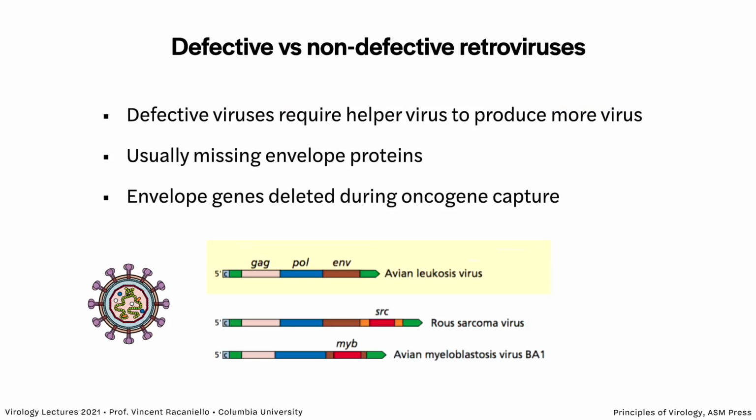Let me just emphasize this idea of defective versus non-defective retroviruses. A defective virus needs a helper. So if you want to grow up avian myeloblastosis virus BA1, it won't grow on its own. It doesn't have an envelope. You need to co-infect with the parent ALV virus. As I said, these are usually missing envelope proteins, but they can miss other proteins as well. And this occurs during oncogene capture.